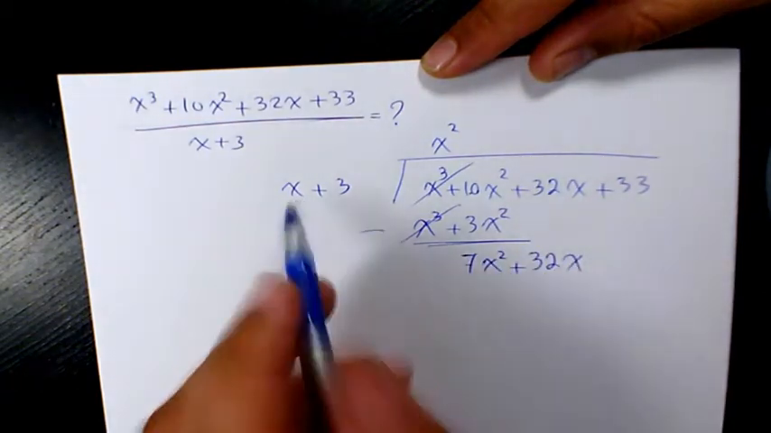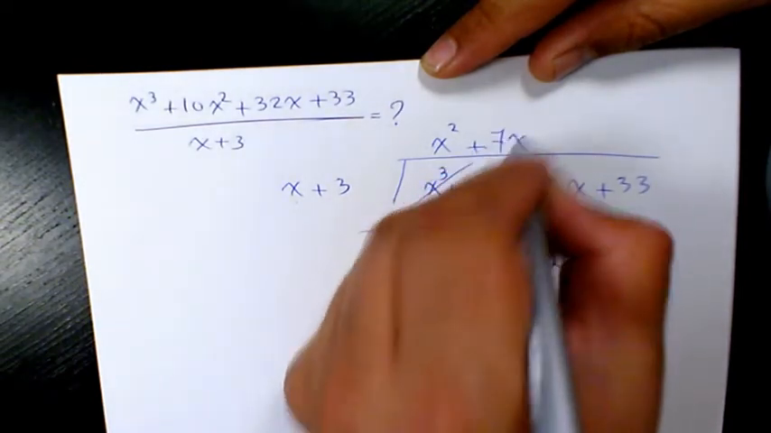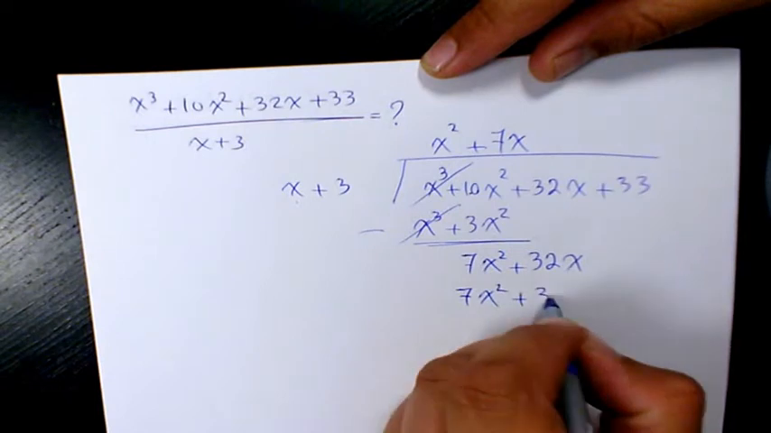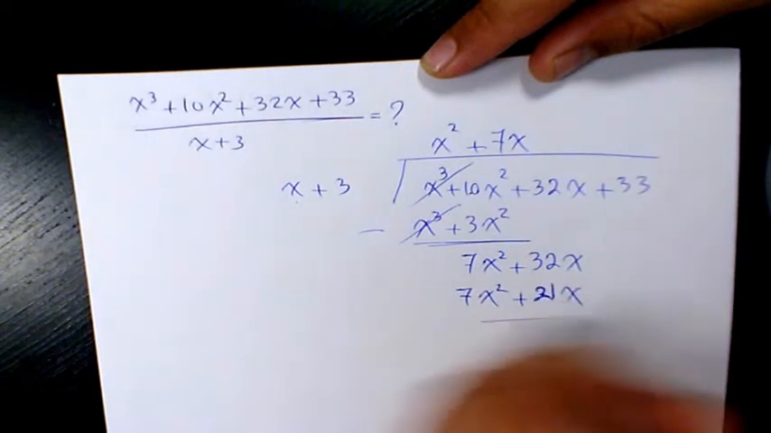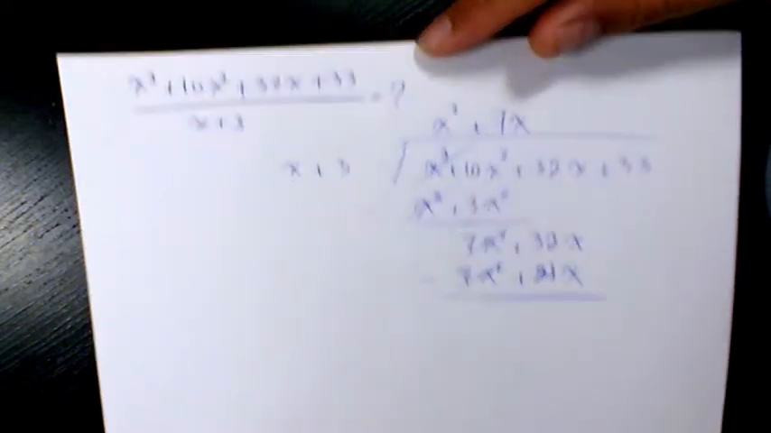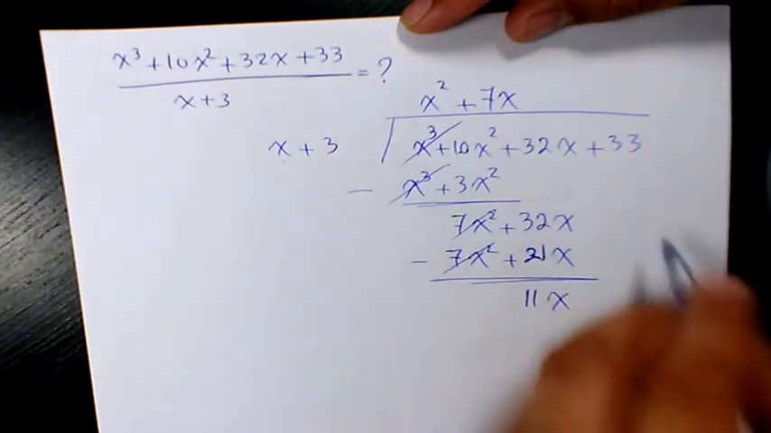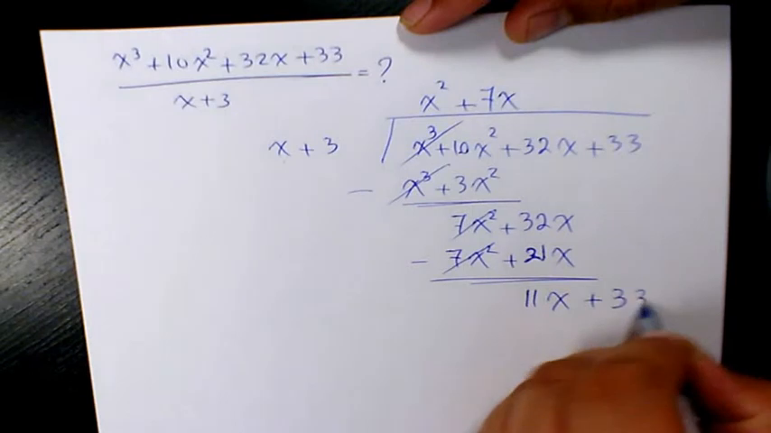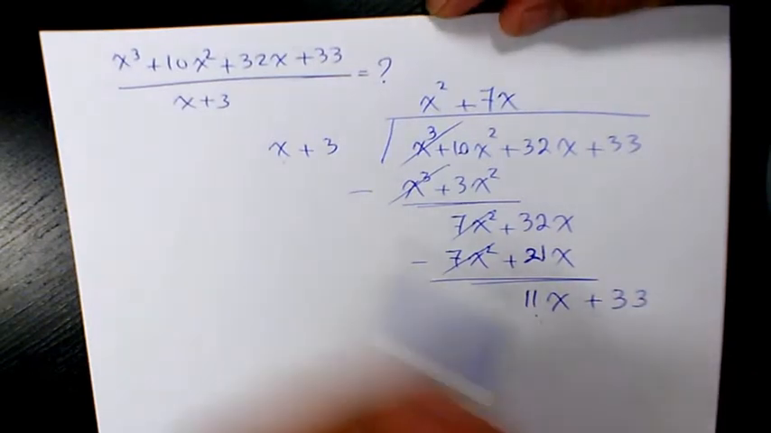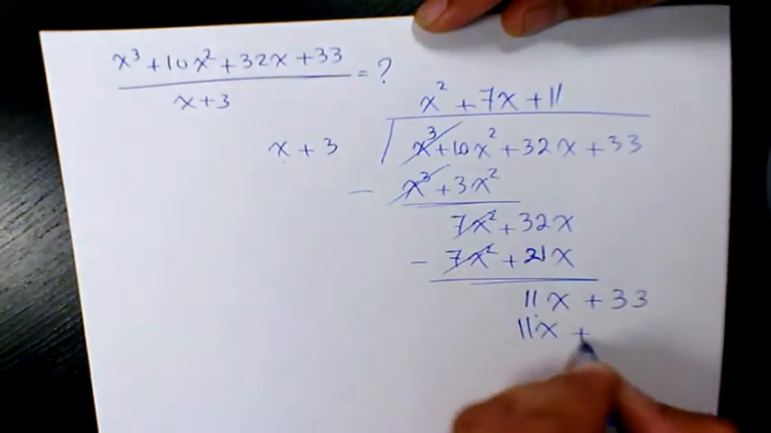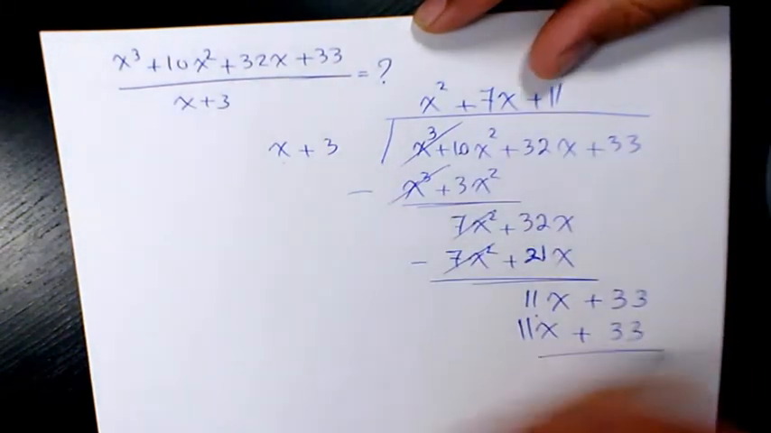7x squared divided by x is going to be 7x. 7x times x, 7x squared. 7x times 3 is going to be 21x. When you subtract it, these two cancel out. 32x minus 21x is going to be 11x. Then you bring the next term down, which is 33. 11x divided by x is going to be 11. 11 times x, 11x. 11 times 3, 33. When you subtract it, it's going to be 0.